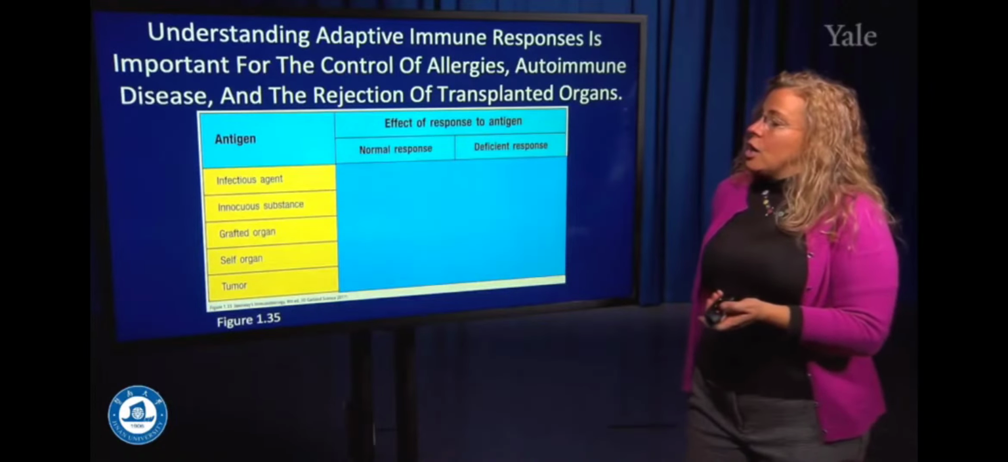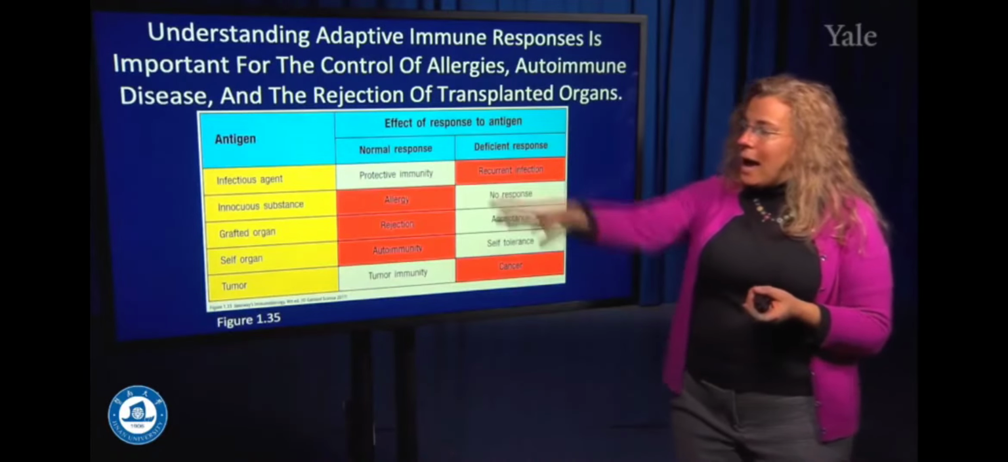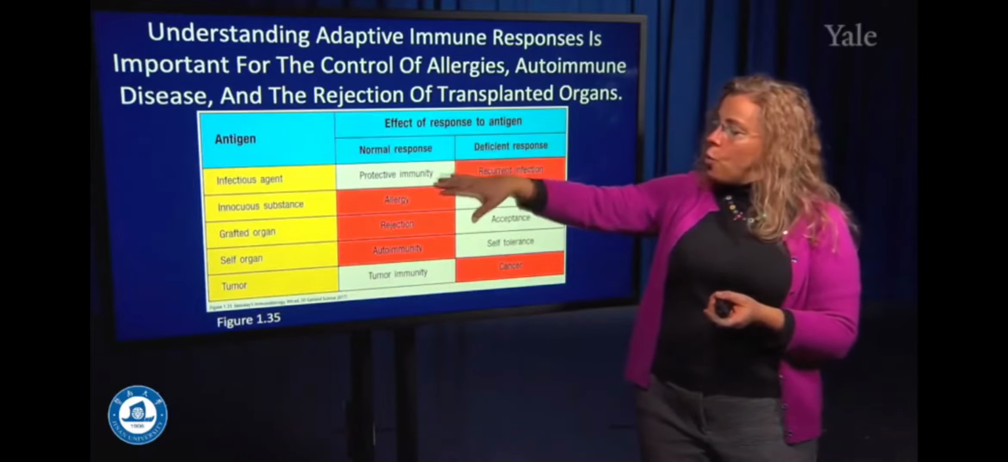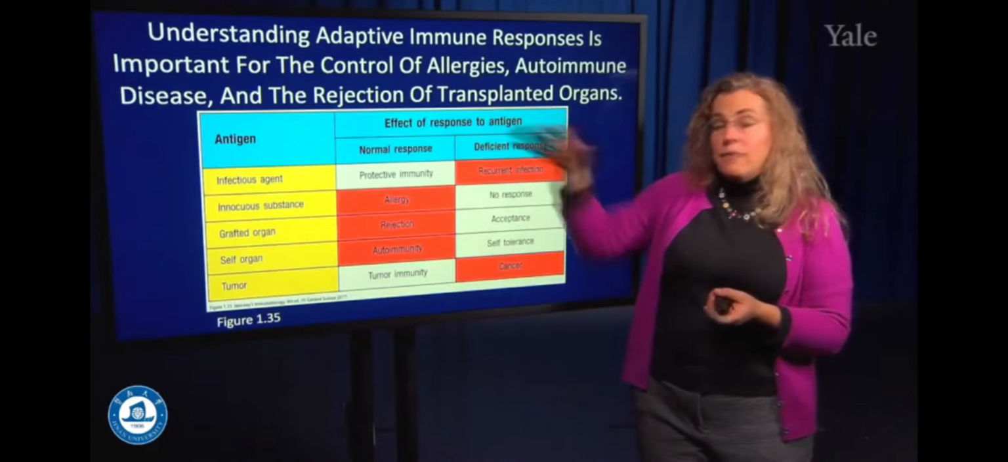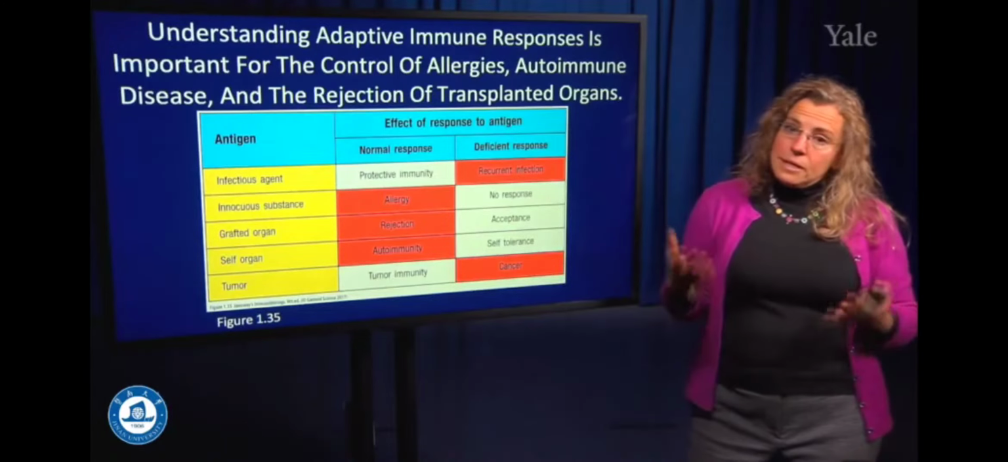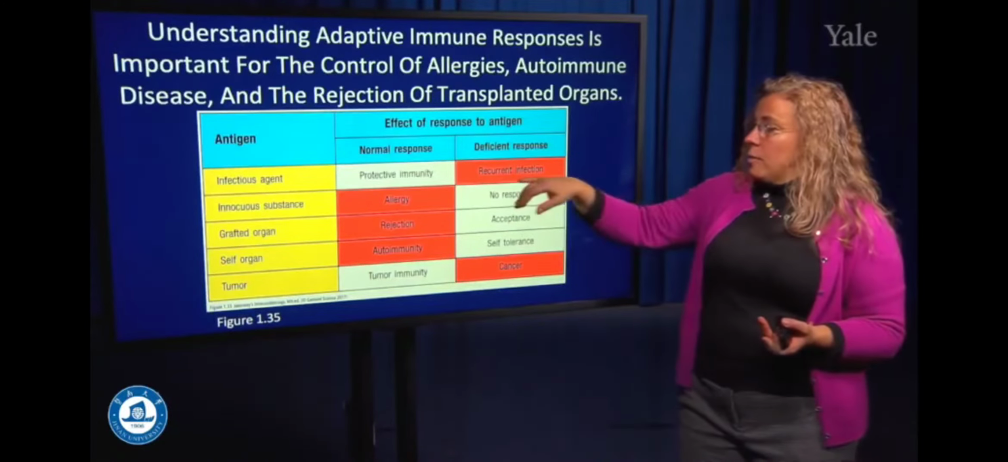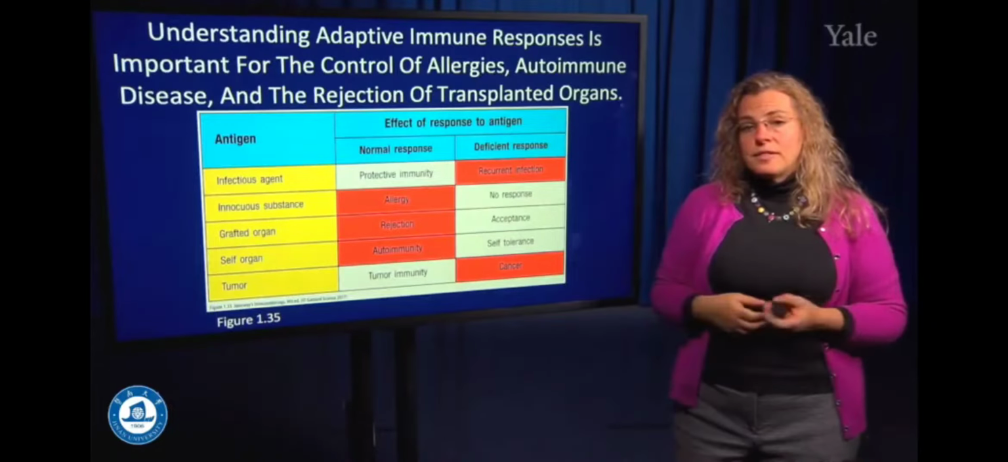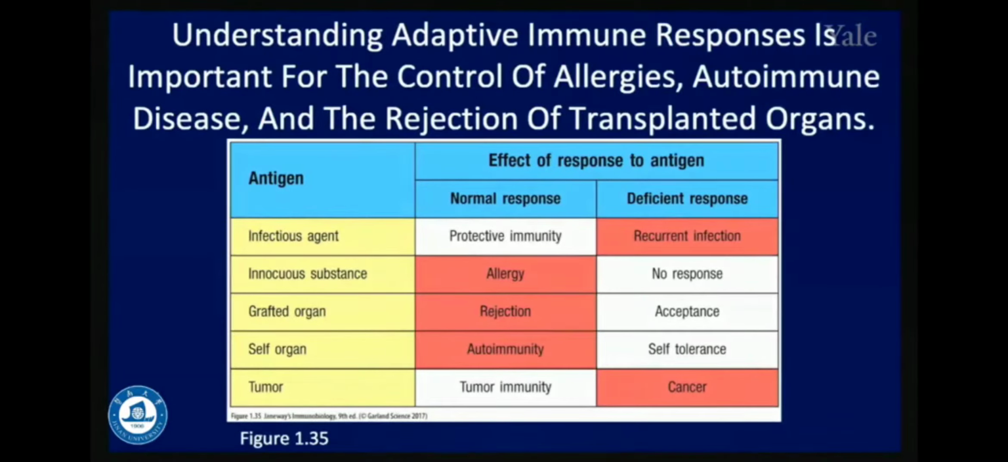So, if you have an infectious agent, you want your immune system turned on. If it does, you could have protective immunity. If the immune system doesn't get turned on, then you might have a recurrent or a persistent infection. But an innocuous substance is the opposite. You don't want the normal response. You don't want to have an allergy to peanuts or any of the food you eat. So you actually want the response to be deficient in that case.